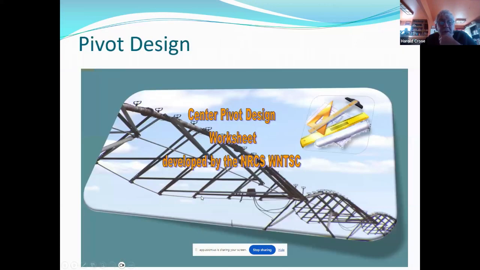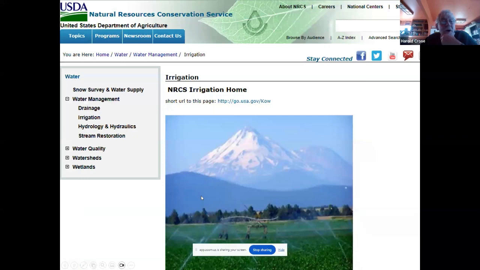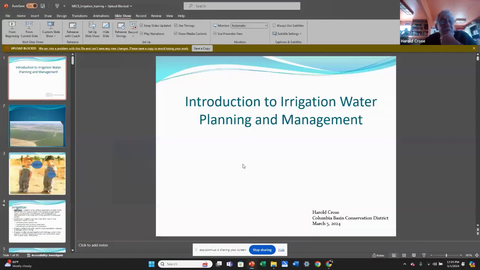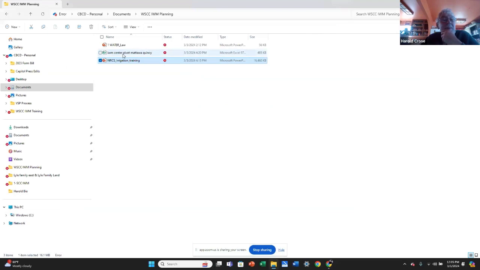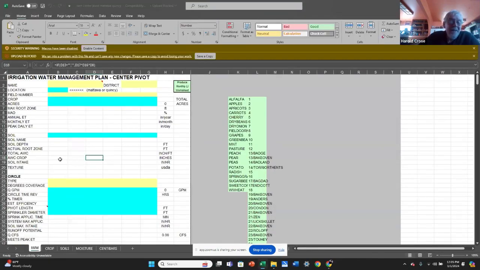Center pivot design, water management, and irrigation guide I talked about. I want to show you one more thing, a tool that you might want to employ. See if I can get that up. Come on, here it comes.